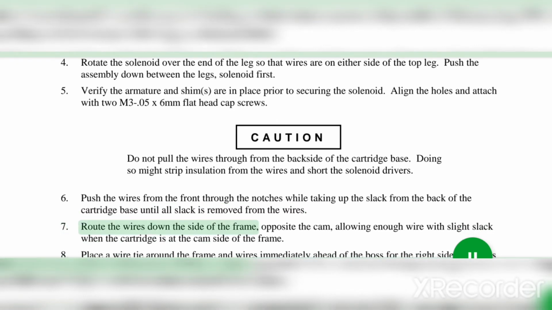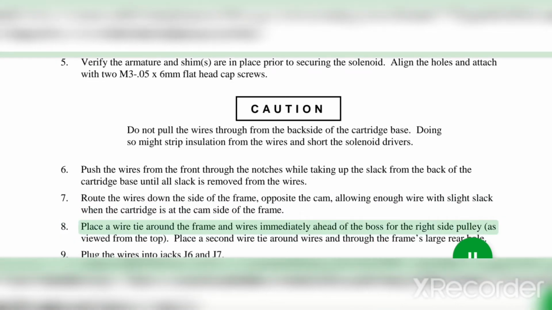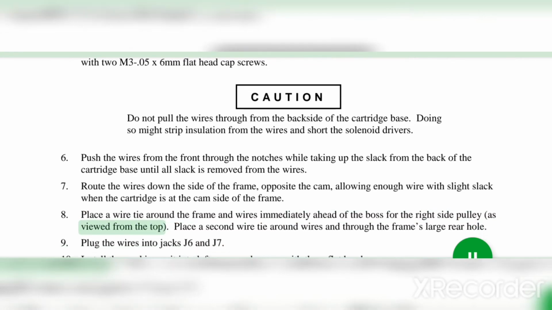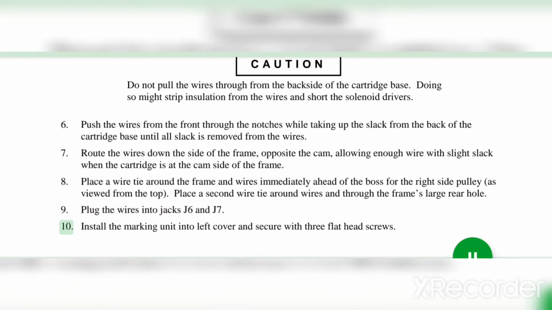7. Route the wires down the side of the frame, opposite the cam, allowing enough wire with slight slack when the cartridge is at the cam side of the frame. 8. Place a wire tie around the frame and wires immediately ahead of the boss for the right side pulley as viewed from the top. Place a second wire tie around wires and through the frame's large rear hole. 9. Plug the wires into jacks J6 and J7. 10. Install the marking unit into left cover and secure with 3 flathead screws. Maintenance procedures. 4 to 10.